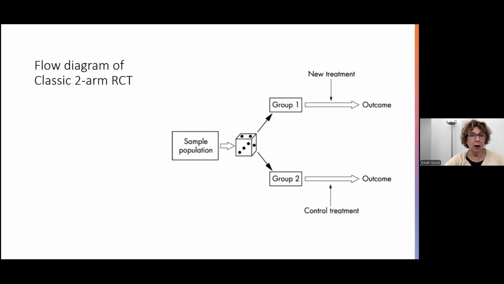This one, for people who like diagrams, is a flow diagram of a classic two-arm RCT. So you get the sample population, the dice there represents the randomization, the chance. Patients are allocated to their group according to chance.